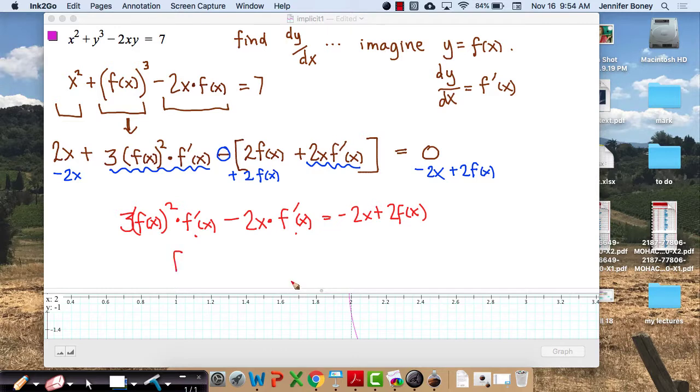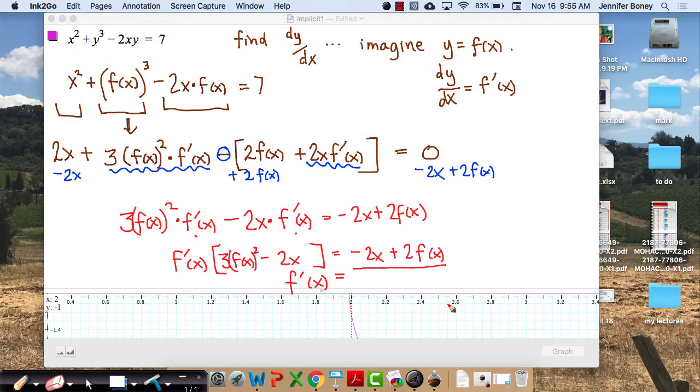I could write this left-hand side as f prime of x times 3f of x squared minus 2x, right? And so to solve this, we get to divide by the stuff that I've written in brackets here. So by dividing by that expression in brackets, we have a formula for f prime of x. I'm just going to reuse this.